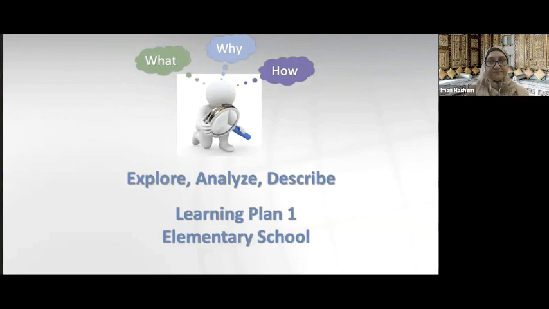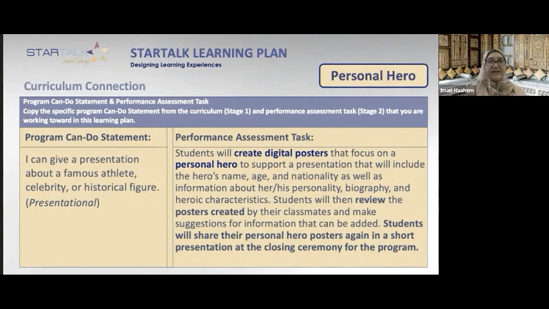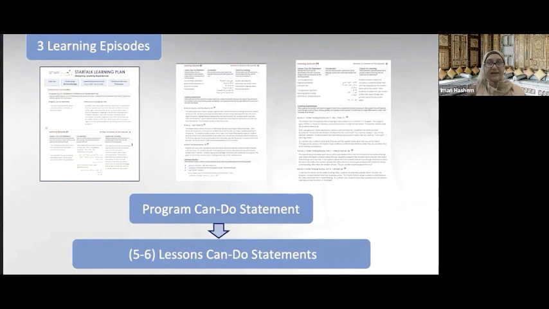The first learning plan used the following program can-do statement from the StarTalk model curriculum, adapting performance tasks to fit students' age and level of proficiency and knowledge. So they can give a presentation about a famous athlete or famous person, and they create digital posters presenting their personal hero or that person. The learning plan is divided into three learning episodes to maximize the effectiveness of learning according to the primacy recency effect.